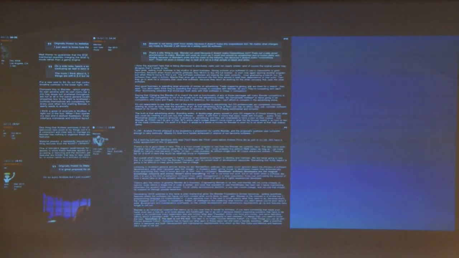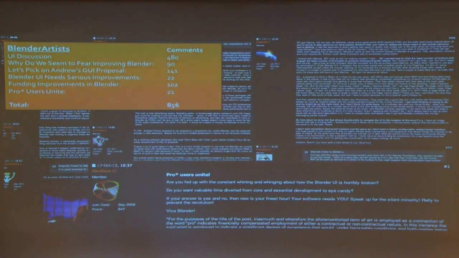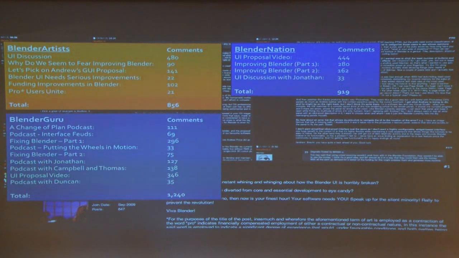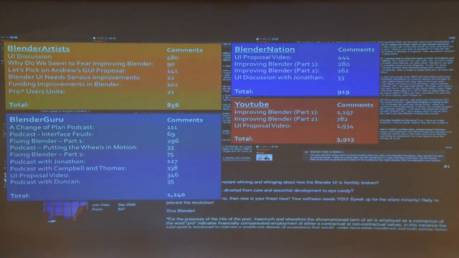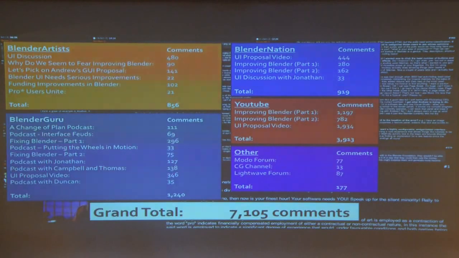The problem with that is that over time, the Blender community caught on. And there was quite a lot to say. The Blender Artists forums have been pretty much unapproachable for the last couple of weeks, I would say. I went and had a look through them before coming here, and it was not pretty. Just for the sake of curiosity, I decided to do a count on all the threads. So there's 856 posts on Blender Artists, 1,240 on my site, 919 on Blender Nation, 3,913 on YouTube, and then 177 on other forums, coming down to a grand total of 7,105 reactions.